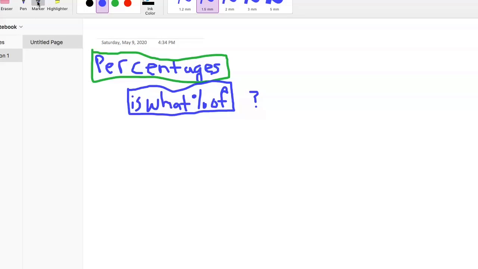So what if the question was 40 is what percent of 5? Same thing, right? We have our 40 divided by 5, which is 8. Again, the answer is most definitely not 8%, but 8 is 800%.